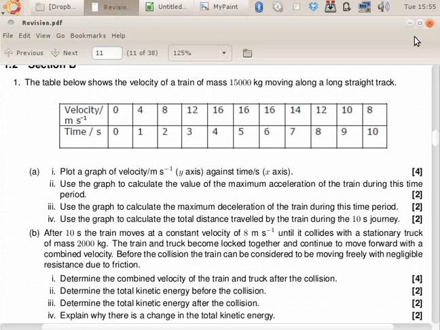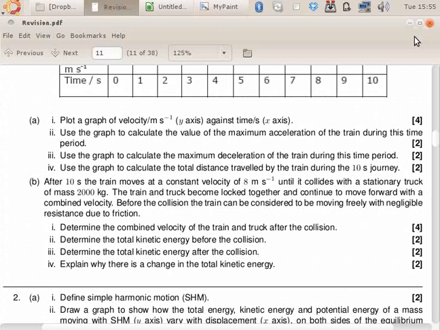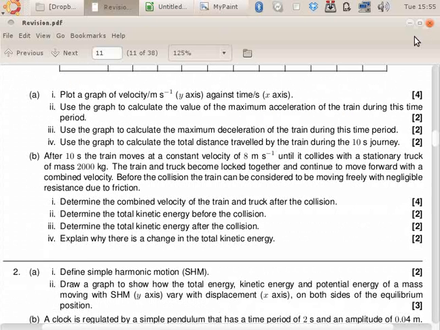Right, you now have to choose. Choose 3 from 6. 3 from 6, yeah.